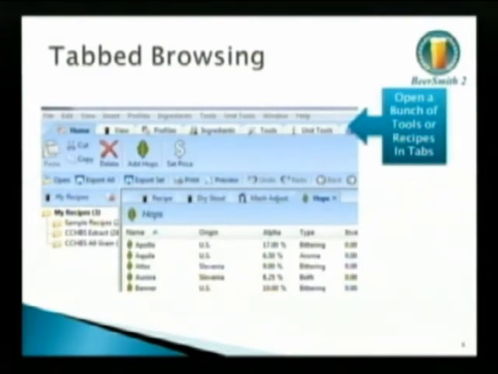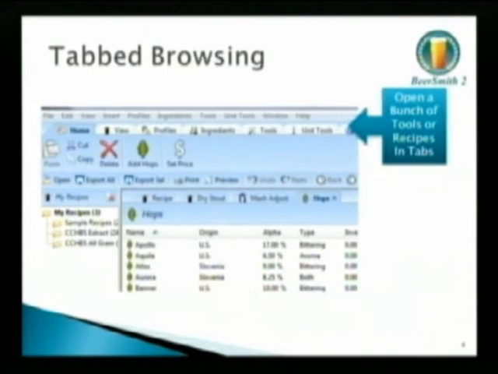So if you open up, say, a list of your ingredients, that'll show up in one tab, and you can open several recipes. Those will show up in separate tabs, and this is something that's very familiar to people who have used tab browsers on the web. For example, most modern web browsers have tab browsing. And so it's something that's very familiar to most people and very easy to use inside the program now. So that's a major feature that we made.